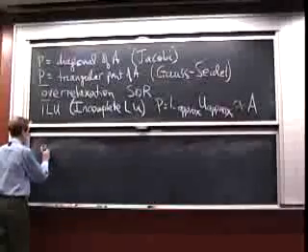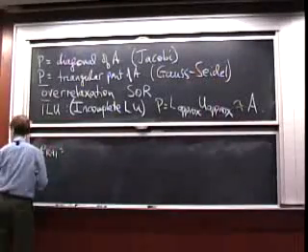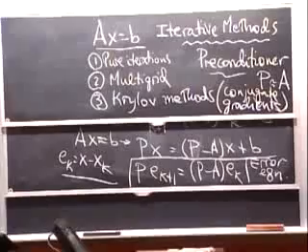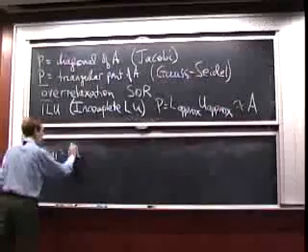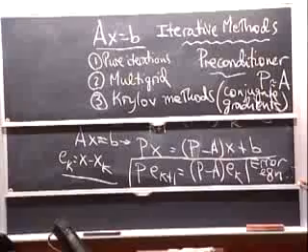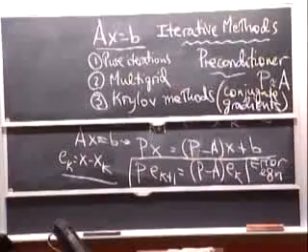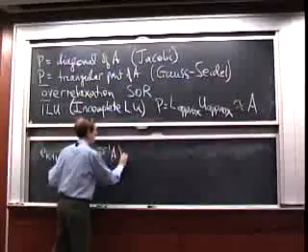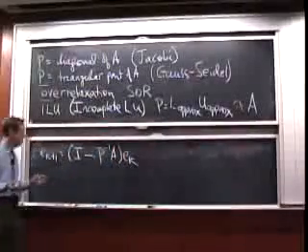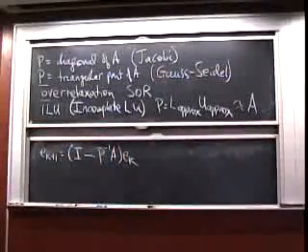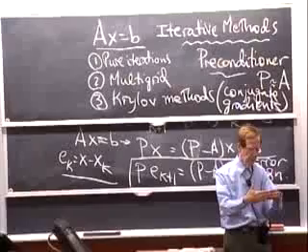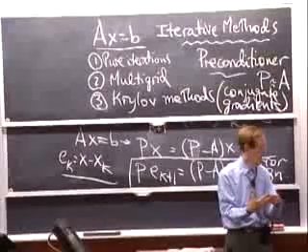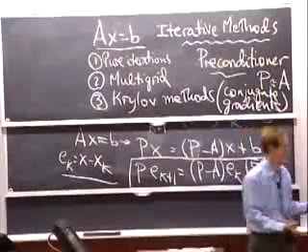So the new error is, if I multiply by P inverse, so P inverse times P is I, and I have P inverse A, E_K. Clear. So what does that say? That says that at every iteration, I multiply the error by that matrix.